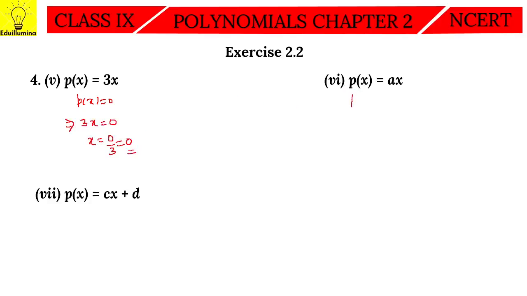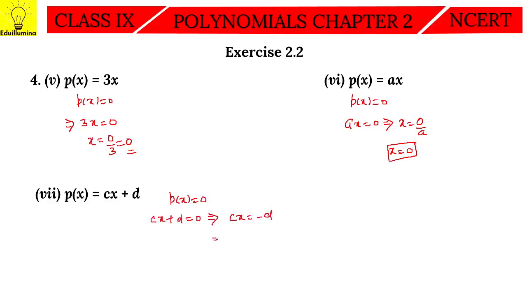Again, this is the similar question. So p of x equal to 0, which implies ax equal to 0. From here x equal to 0 upon a, so x equal to 0 is the 0 of the given polynomial. And p of x equal to cx plus d, so putting p of x equal to 0 means cx plus d equals to 0. So from here cx equal to minus d, and this implies x equal to minus d upon c. So x equal to minus d upon c is the 0 of the given polynomial.